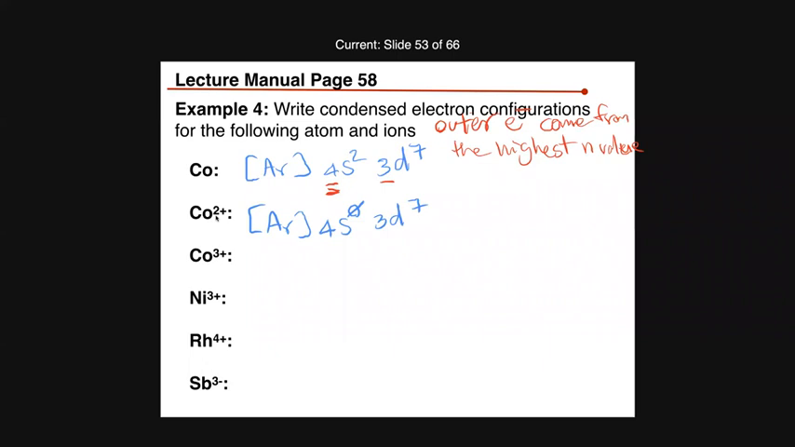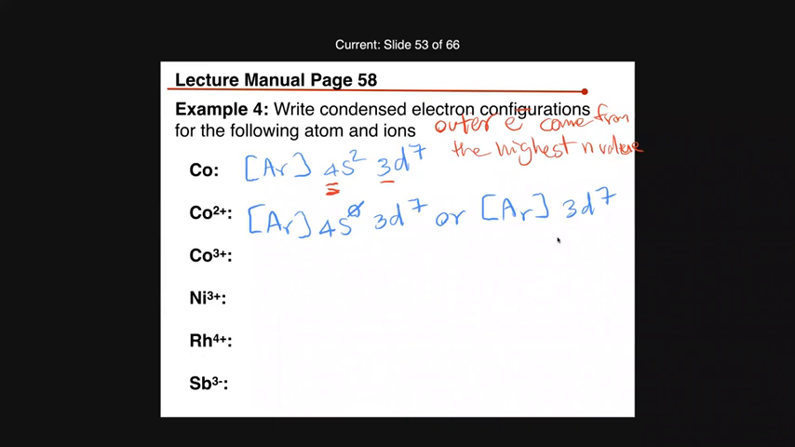Because you remove only 2 electrons, and 4s no longer has electrons in it, you can also write this as argon and then 3d7, and that's also correct. So either you show 4s or not showing 4s, it doesn't matter, these two are identical to me. Okay, now what happens if you have cobalt 3 plus then?